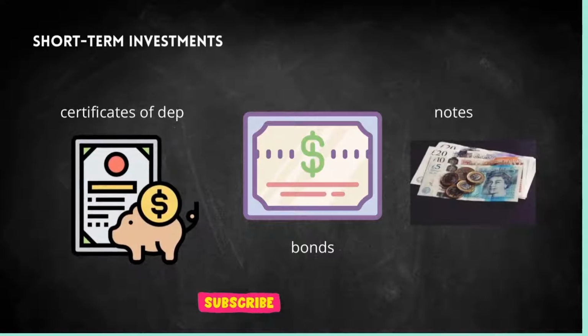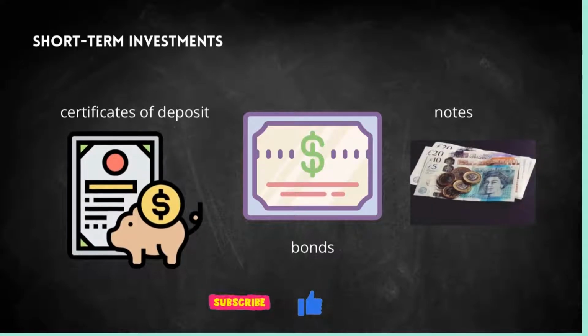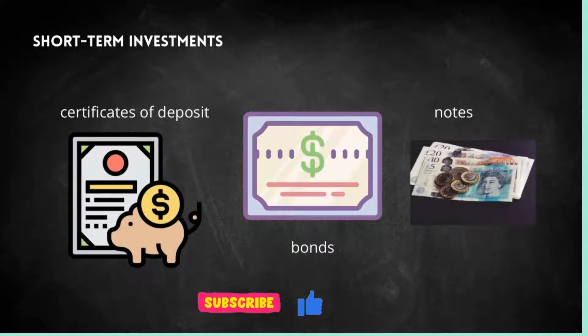Now let's go to short-term investments. Short-term or temporary investments may include certificates of deposit, bonds, notes, etc. that will mature in less than 1 year. It may also include investments in the common or preferred stock of another corporation if the stock can be easily sold on a stock exchange.